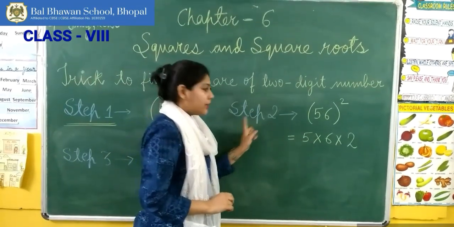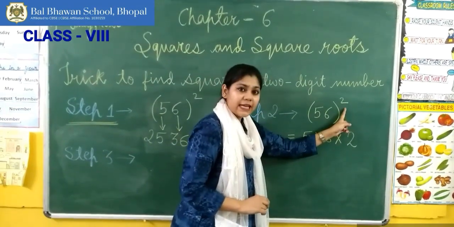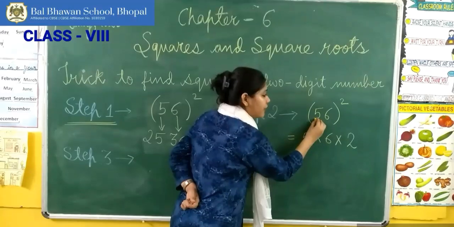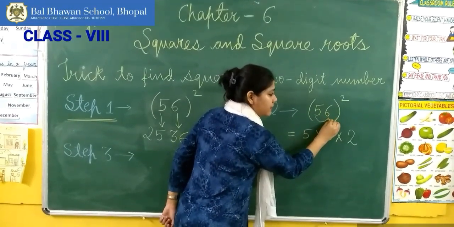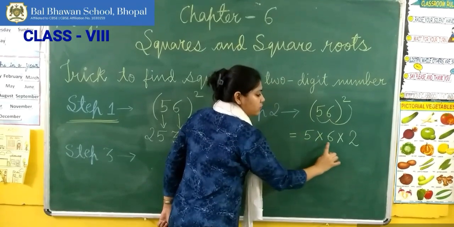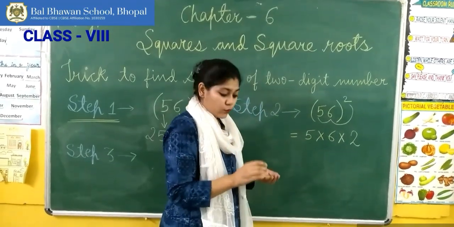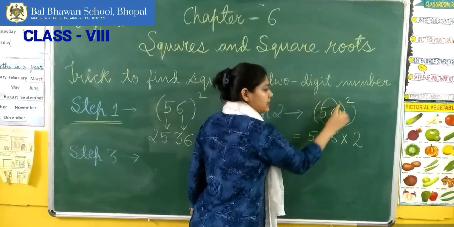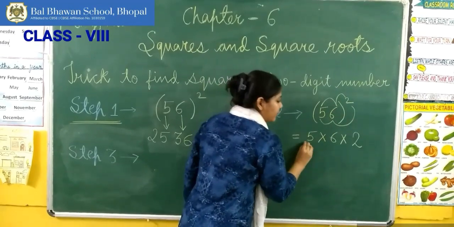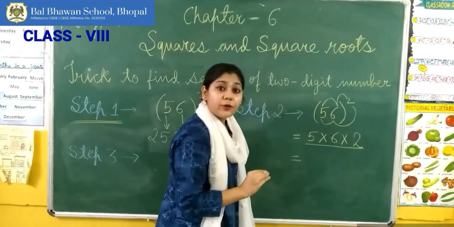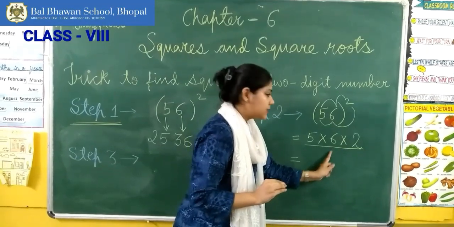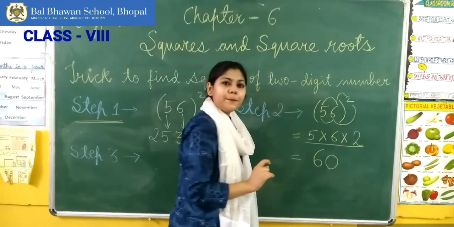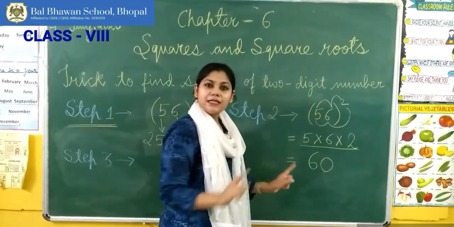Now step number 2. Here we have to calculate the square of 56. So in step number 2, we are going to multiply all 3 digits. 5 by 6, and the product will be multiplied by 2. So here 5 into 6 into 2. We have to multiply these digits. First digit, this is second, and this is third. We are going to multiply all 3. So what will be the product? 5 into 6, 30. 30 into 2 will give you 60. So this is the product of all these 3 numbers. Now the second step is complete.